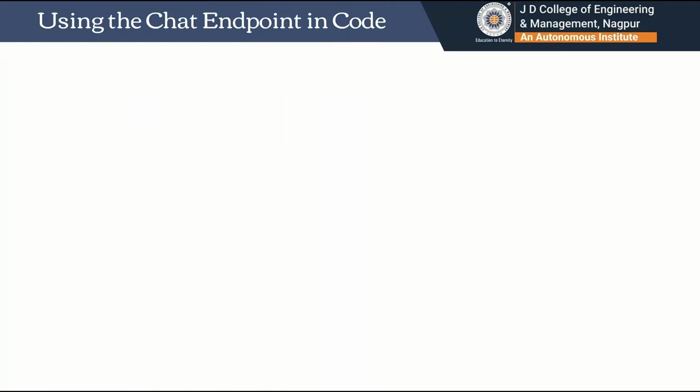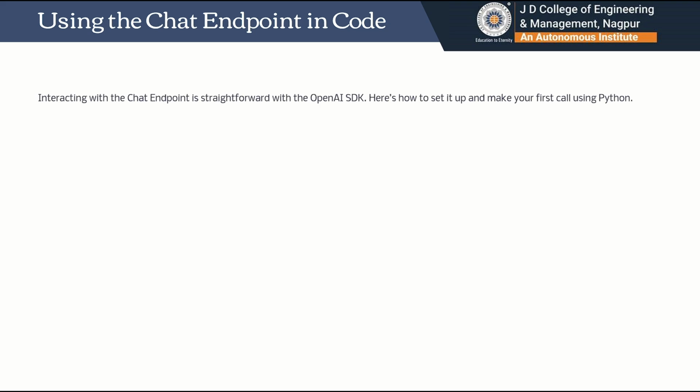Now that we understand what the chat endpoint is and how it's structured, let's see how to actually use it in a real program, specifically using Python. Interacting with the chat endpoint is very straightforward when you use the OpenAI Python SDK. This slide shows you the complete flow from setup to result.